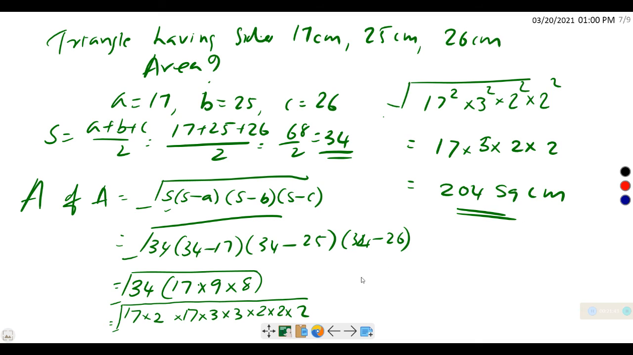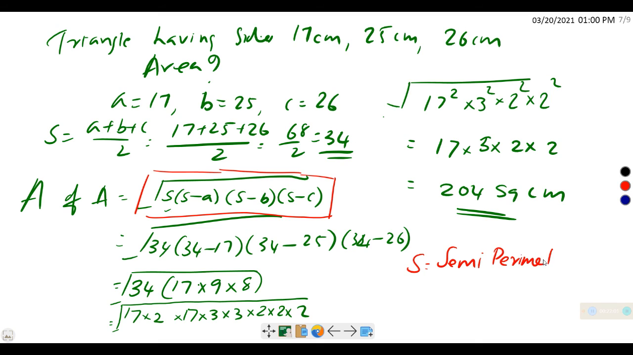The most important thing is learning this formula, which is new for you. The formula root of s into s minus a into s minus b into s minus c, where s is nothing but semi-perimeter. Okay, my dear students, with this, I conclude this topic, and you will try to answer the questions given in the textbook. Not only try, we'll try and try until you get the answer correctly. Don't go for any help from anywhere.